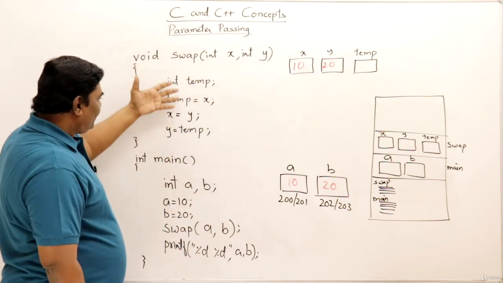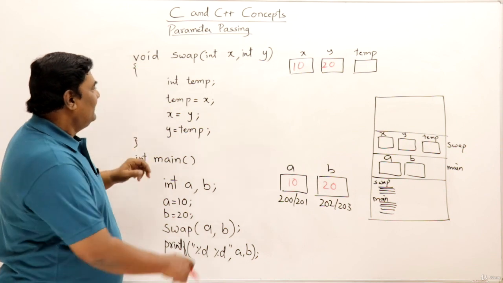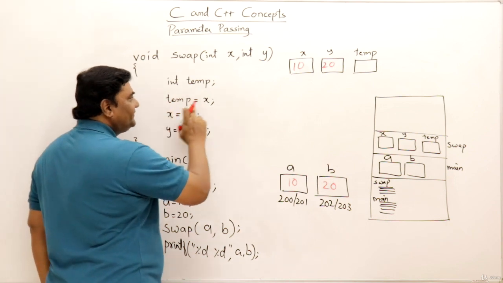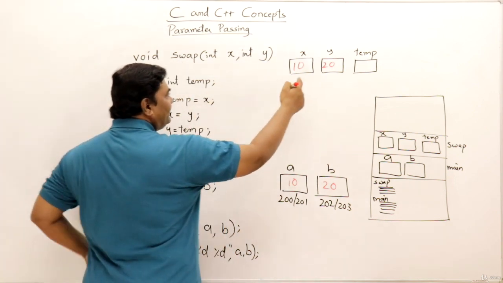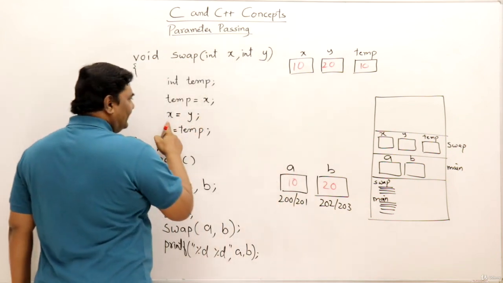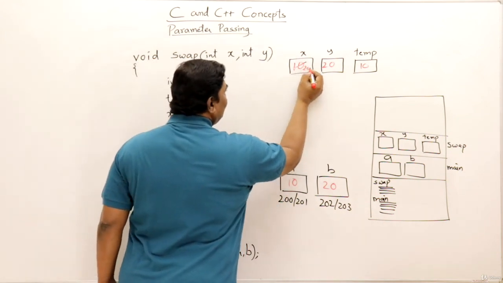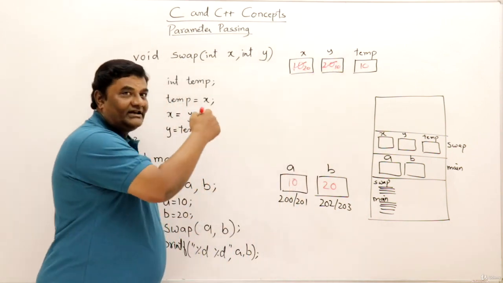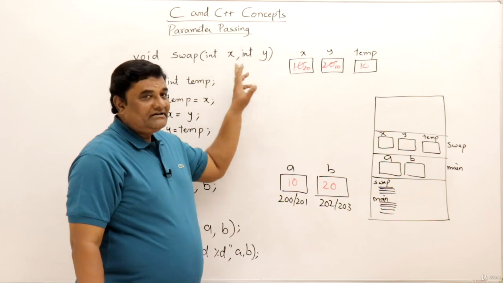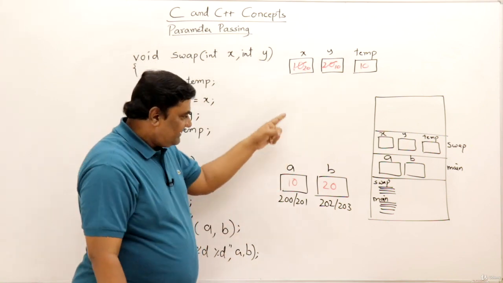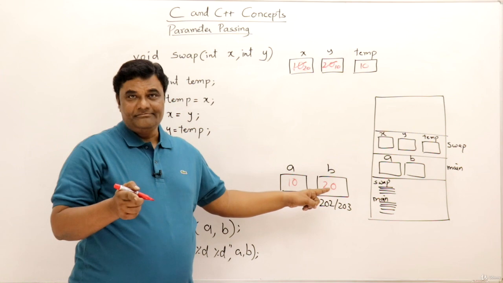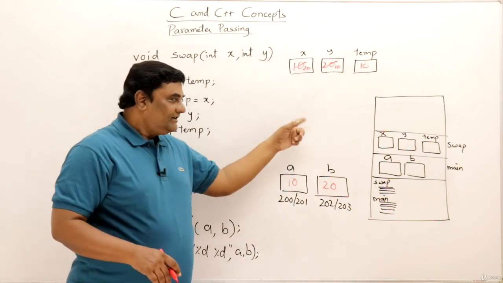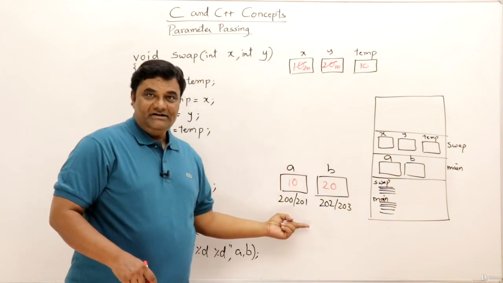Now as I am not returning anything, the function is void type. This is the logic for swapping the values. x and y are swapped with the help of temp. First line, temp assign x, so temp will become 10. Then x assign y, so x will become 20, and then y assign temp, so y will become 10. You can see that the formal parameters are modified, but the actual parameters remain the same. The swapping is done inside the variables of the swap function only.